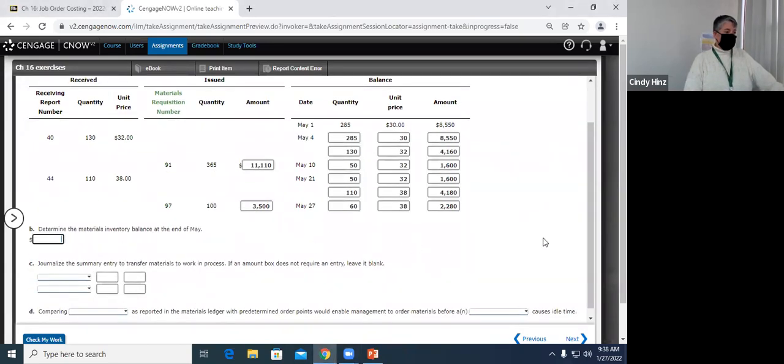Okay. So determine the materials inventory balance at the end of May. How much did we have left at the end of May?